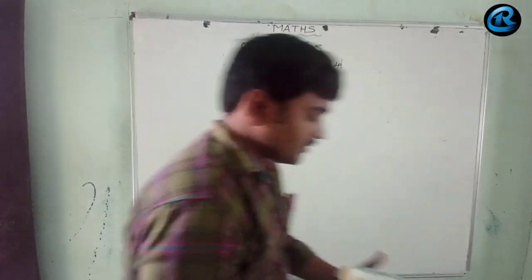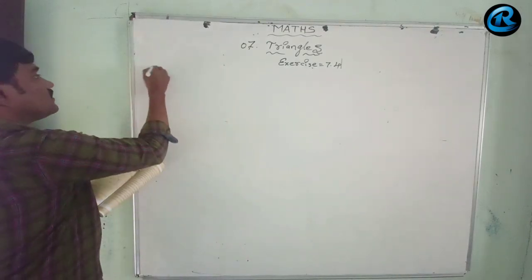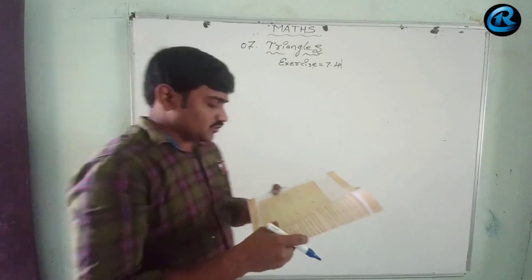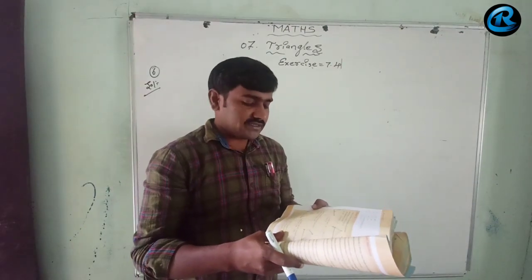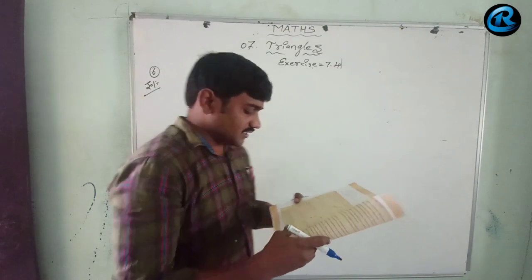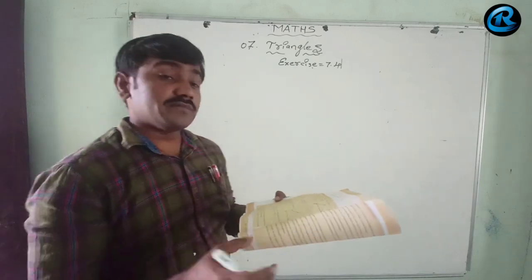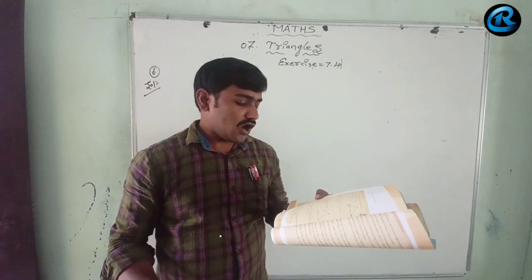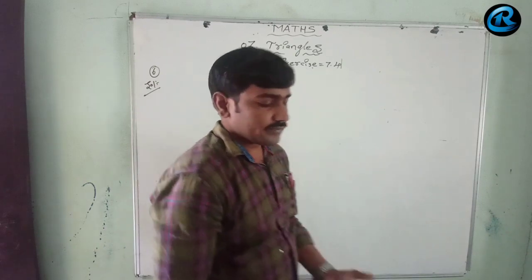Now we go for question number 6. Let's see what question number 6 is. If two sides of a triangle measure 4 cm and 6 cm, find all possible measurements of the third side, in positive integers only. How many distinct triangles can be obtained?